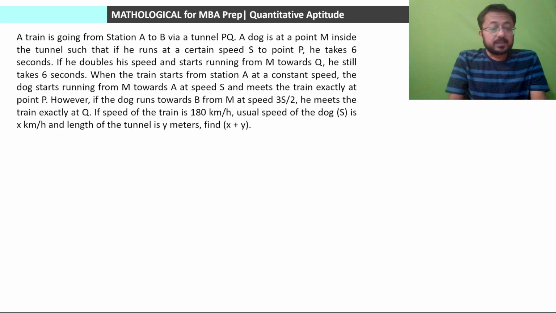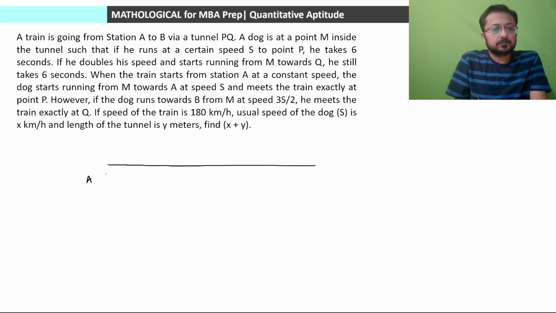So the next question on time, speed and distance. A train is going from station A to B via tunnel PQ. From A to B via a tunnel PQ. So this is our tunnel PQ.